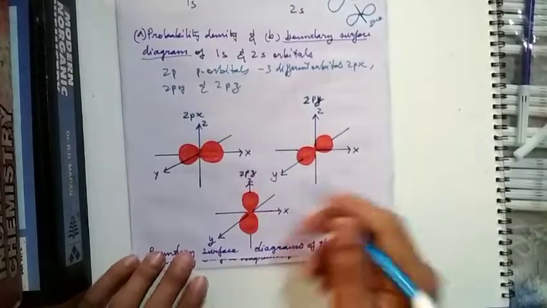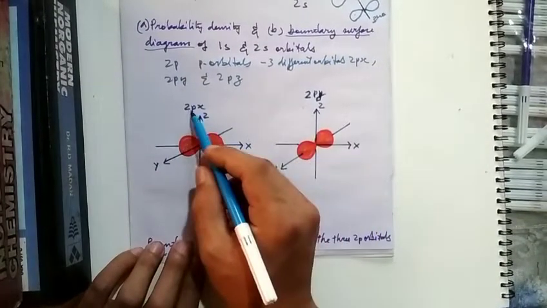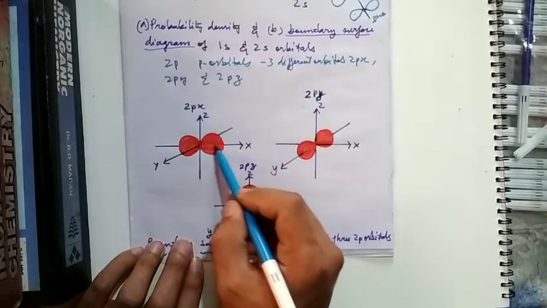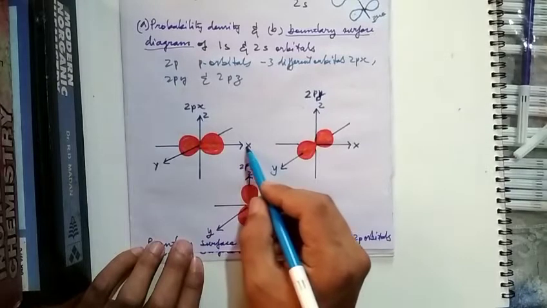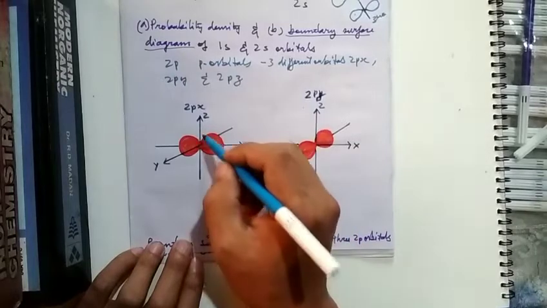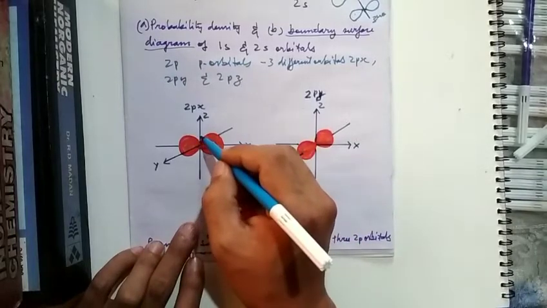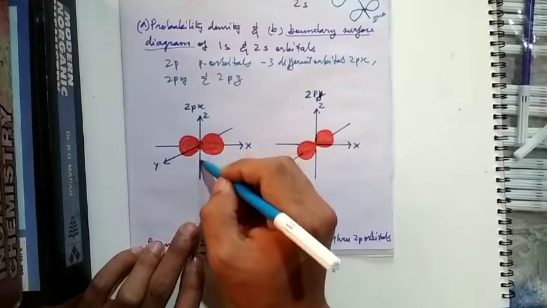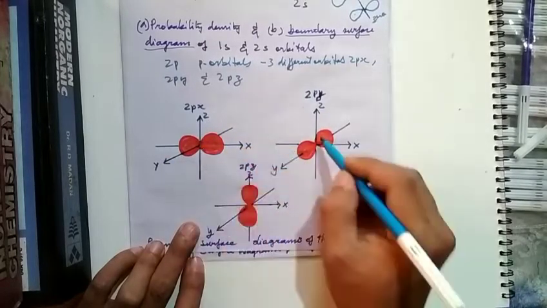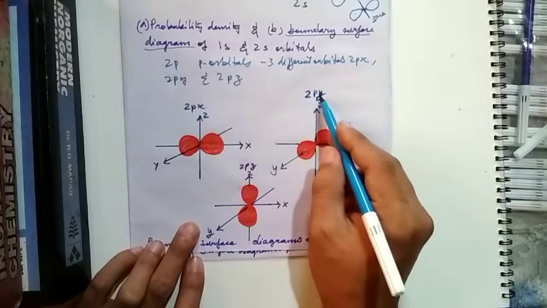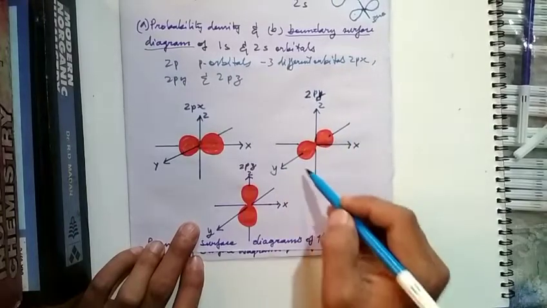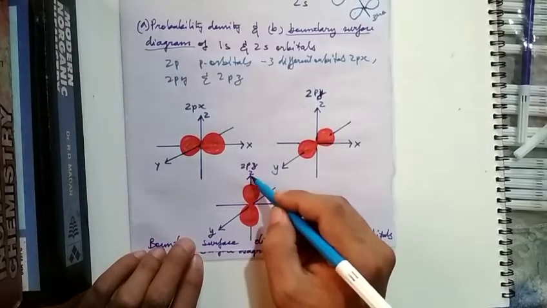Let's look at the diagram for 2px. So these lobes come along the x-axis, and the probability of finding the electron will be 0 along this axis. For 2py it will come along the y-axis, as shown in the diagram, and then for 2pz along the z-axis.